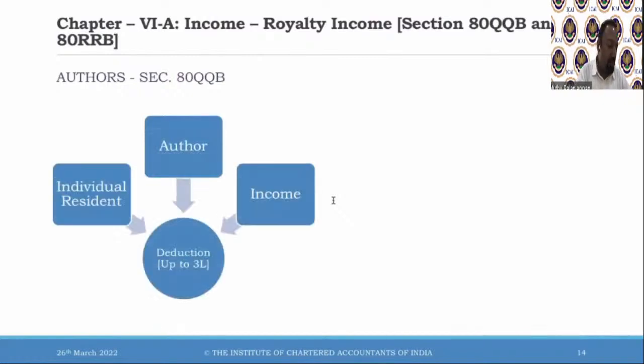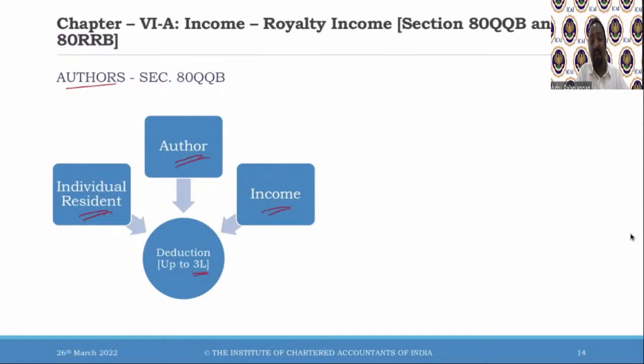Basically, QQB is for authors, that is, those who write books and other things. The author must be an individual resident, and he must be receiving income as an author. He is eligible for a deduction up to 3 lakhs. So that is what is eligible.